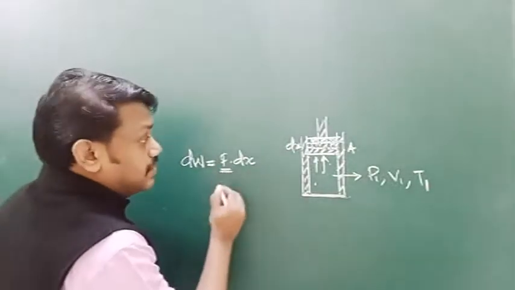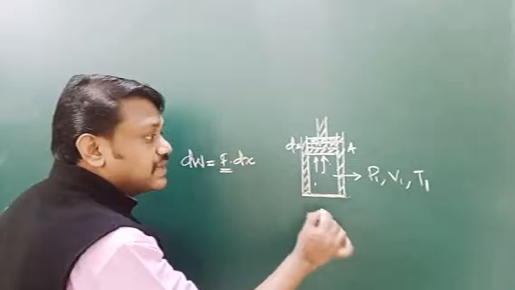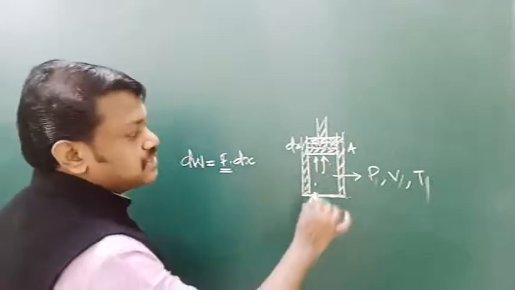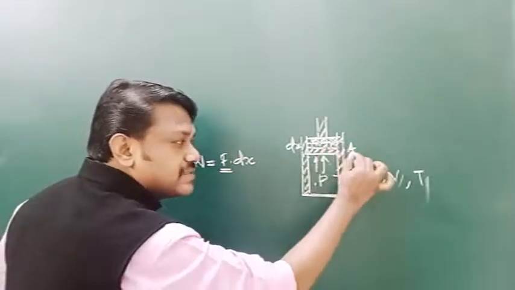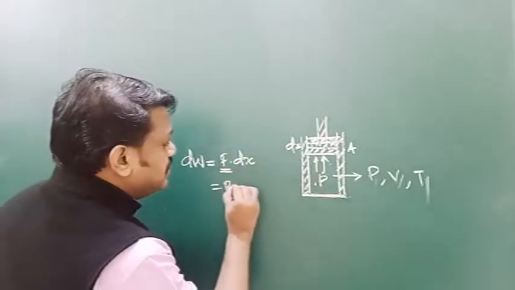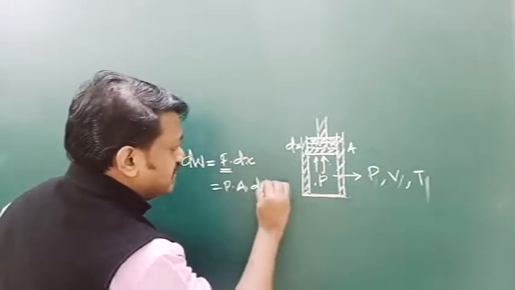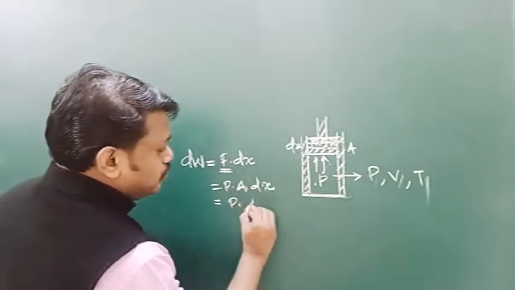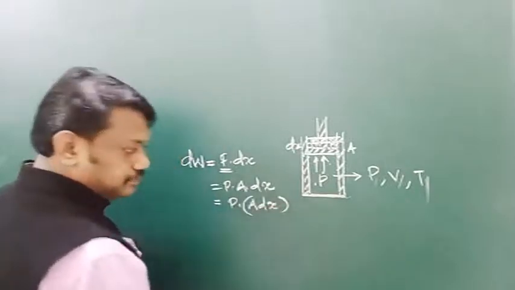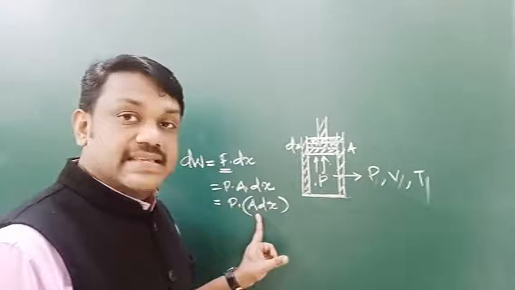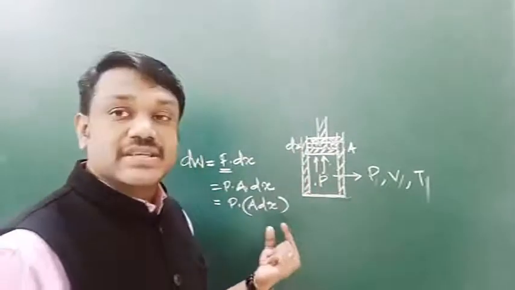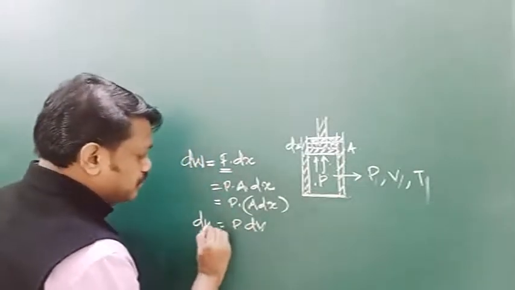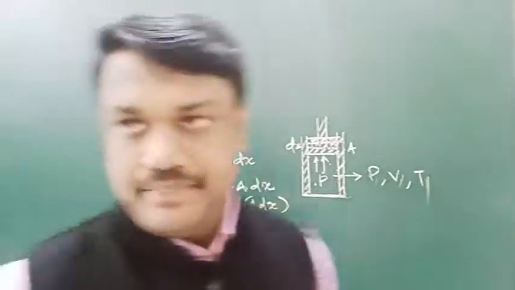What is F here? No force is directly acting there, but we can say that the pressure P is acting on the surface area A. So the force will be P into A, and dW will be P into A into dx. What is A into dx? A is the area, dx is the change in length, so this is the change in volume. That becomes P into dV. That is, dW is equal to P into dV.